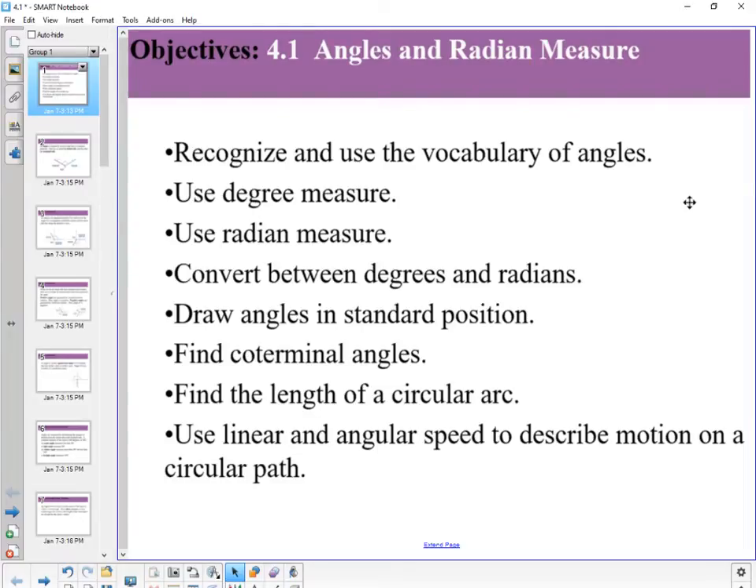I think you have already seen a lot of these topics before, or these criteria for today. We're going to do angles and radian measures today. Radians are something that people struggle with, that idea. But angles, everyone's okay with what an angle is? Give me thumbs up if you know what you're talking about when we talk about angles. Thumbs up, thumbs down.